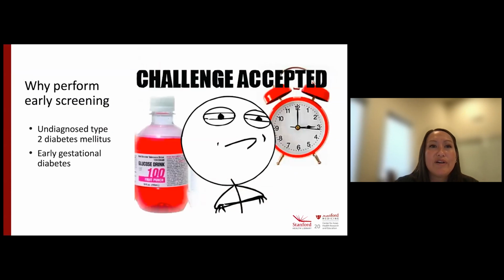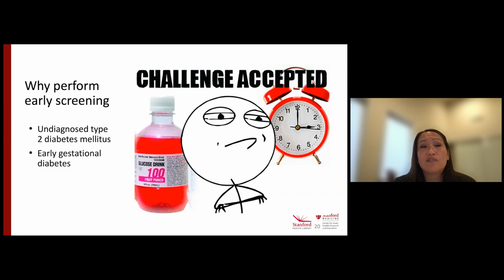So what is early screening? I just went over the normal route where someone comes in with an uncomplicated pregnancy, then we would screen them all universally between 24 and 28 weeks. However, if someone comes into our office and we consider them to be extremely high risk for gestational diabetes, or we think there's a chance that they could have undiagnosed type 2 diabetes, then we would perform early screening on these patients. And early screening would typically be performed at the first prenatal visit.